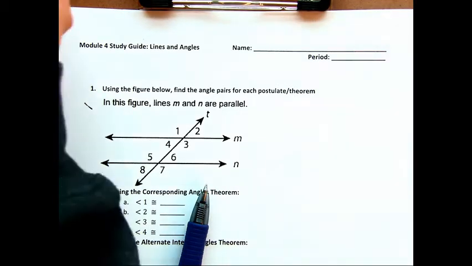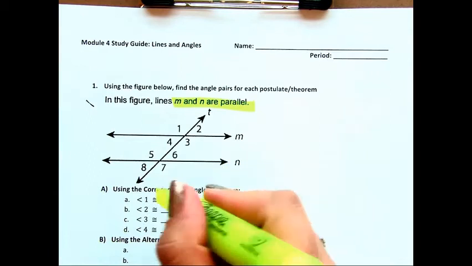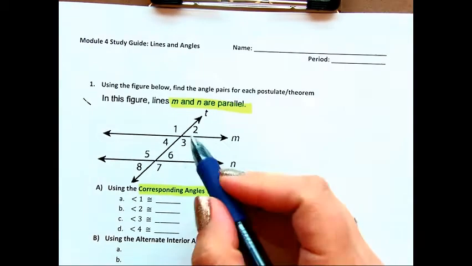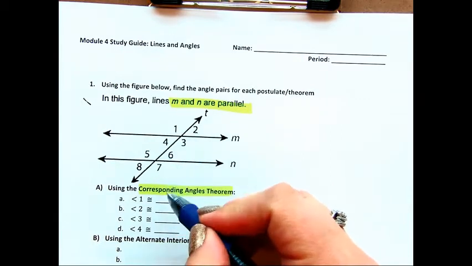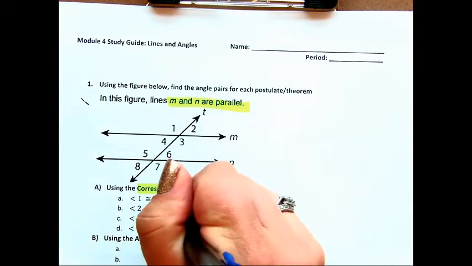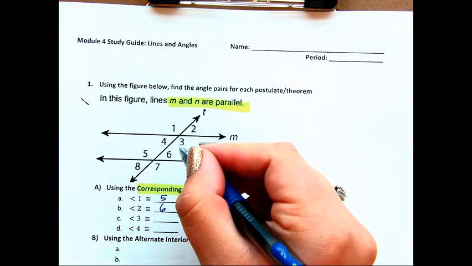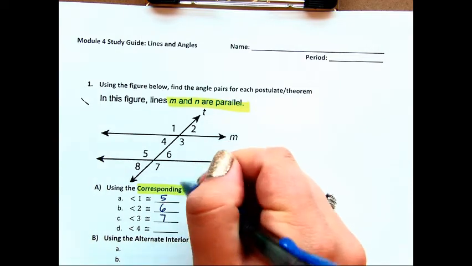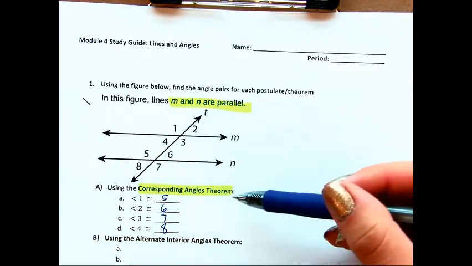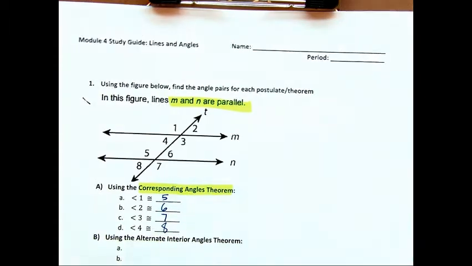Because lines M and N are parallel, we can use the corresponding angles theorem, which states that angle 1 is going to correspond to angle 5, and those two angles will be congruent. Angle 2 corresponds to angle 6, so those two will be congruent. 3 corresponds to 7, and 4 will correspond to 8. So because the lines are parallel, the theorem says that these corresponding angles will be congruent to each other.